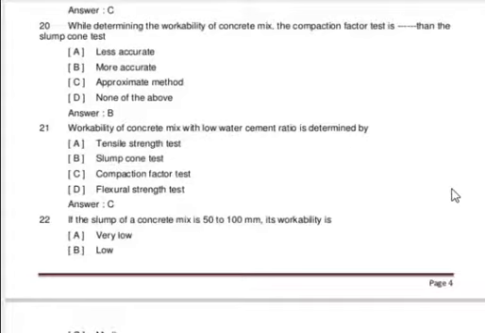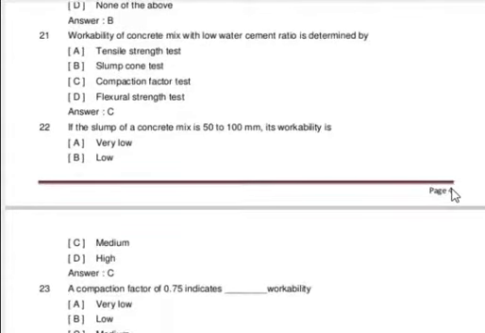Now next question 21. Workability of concrete mix with low water cement ratio is determined by: tensile strength test, slump cone test, compaction factor test, flexure strength test. Compaction factor test is used for the low water cement ratio. Slump cone test is not used for that.